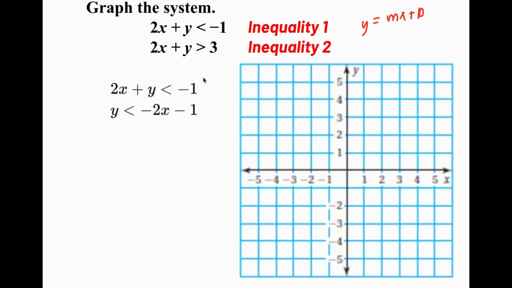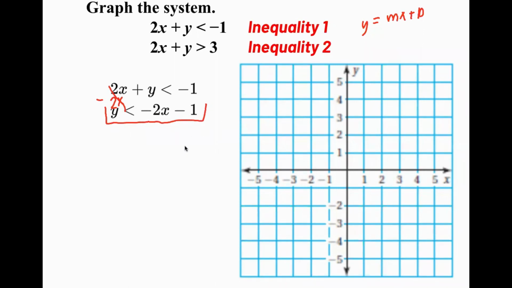We're going to be using inverse operations. First, we have 2x + y < -1. All we have to do to isolate y is to subtract 2x from both sides, and that would give you this inequality, which is y < -2x - 1.